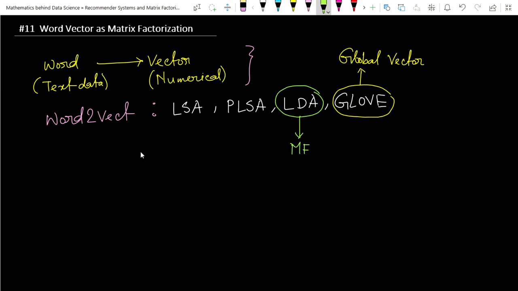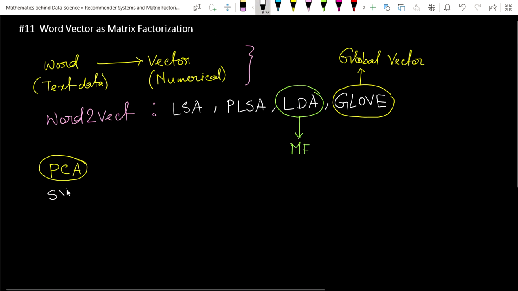If you remember PCA, principal component analysis, then in PCA to choose the eigenvalues we used the matrix factorization concept, which we discussed in the early videos of this chapter. PCA and SVD, singular value decomposition, are the same kind of thing. In PCA we used the covariance matrix, but in SVD we used the data matrix directly and applied matrix factorization onto it. We have already seen these things.